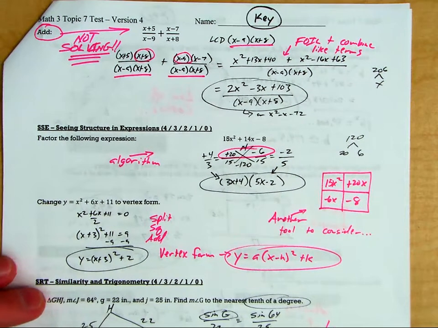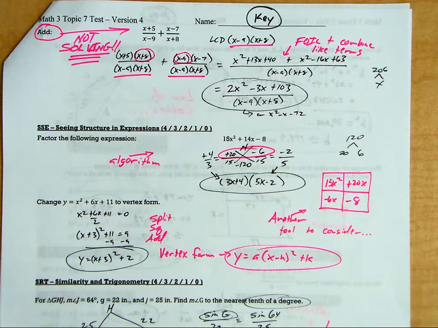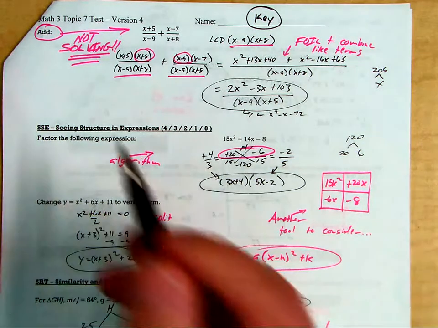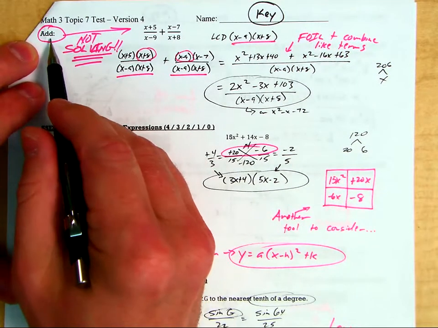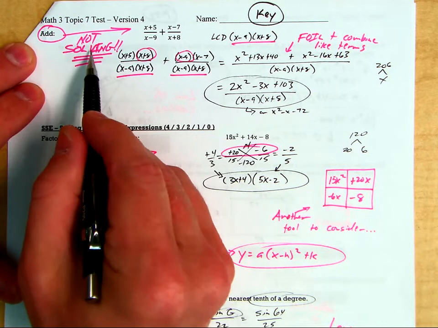Okay, last video. Version 4, second video for the Topic 7 test answer key. Same thing as the last problem on the last video. We're adding, we're not solving for x.